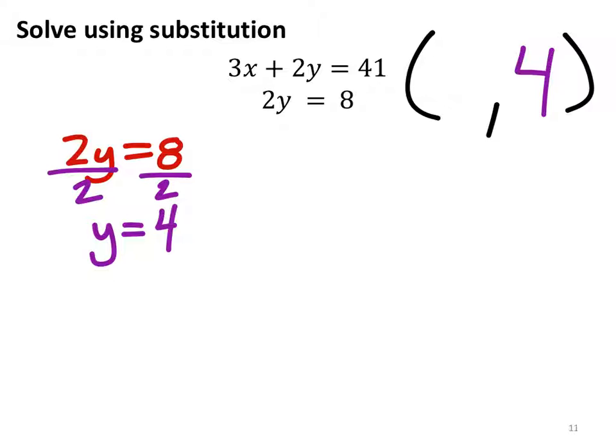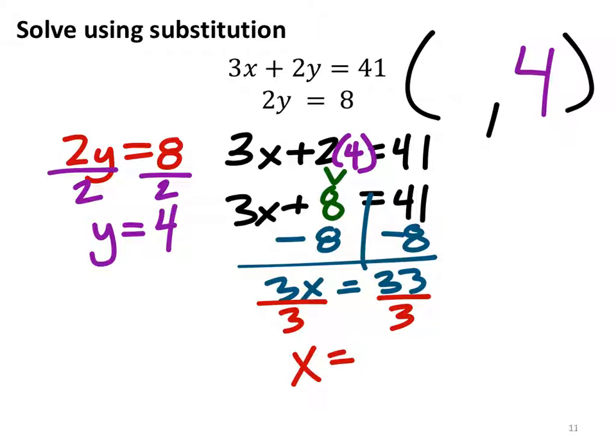So let's go to the other equation. And now, since I know the y value, I can replace it in that expression there with 4. And we're going to solve this for x. And x equals 11. Now, this is going to give us a true statement for that top equation. 3 times 11 plus 2 times 8 is 41. I mean, we just solved for that, so it should just confirm that.